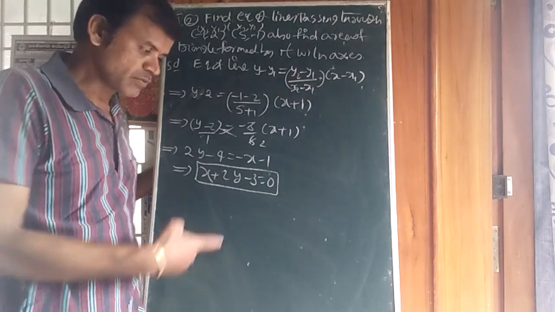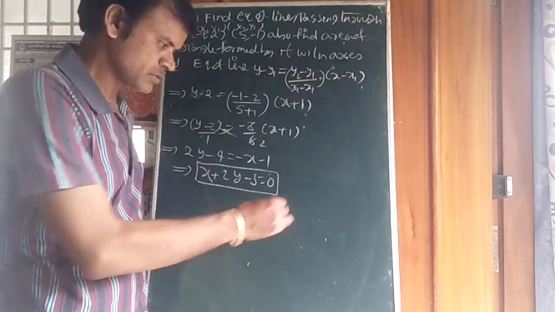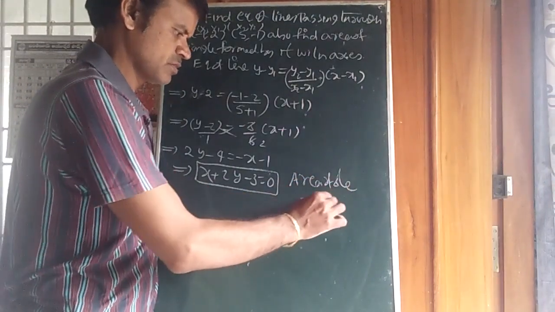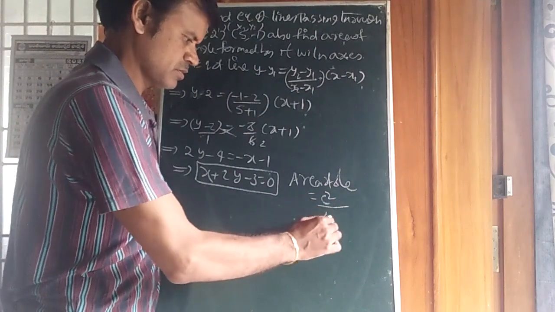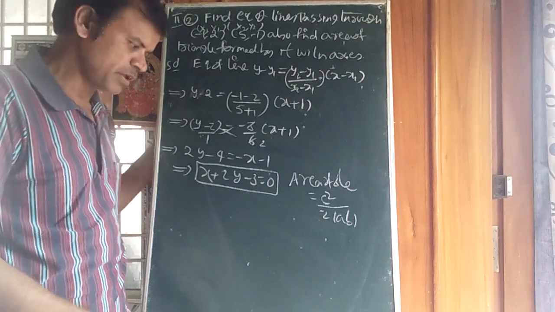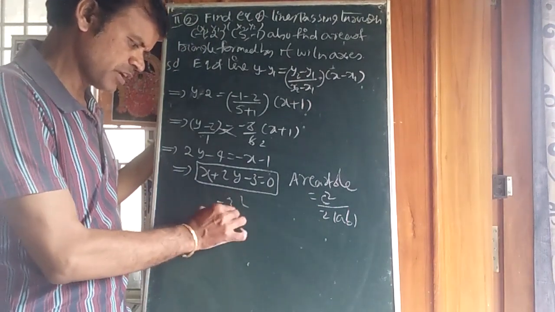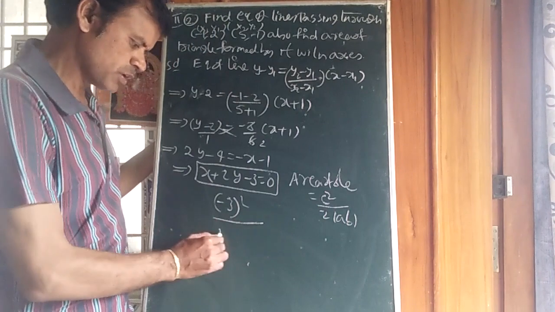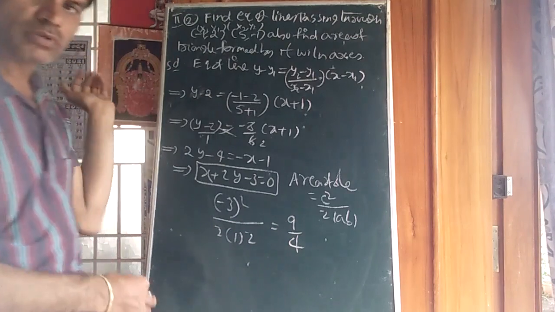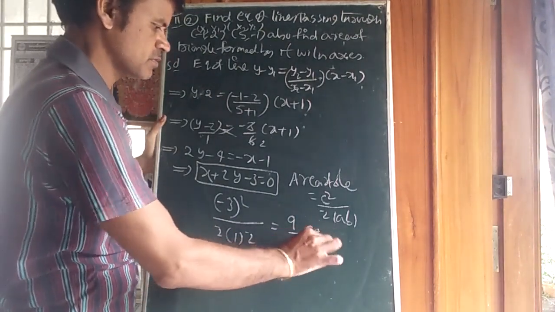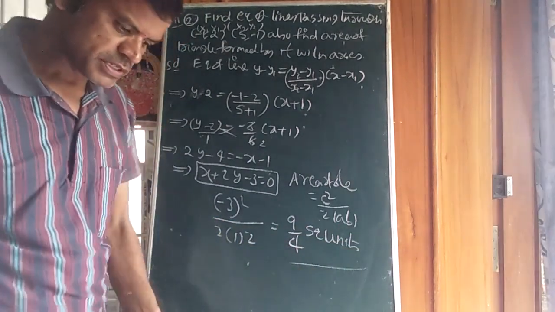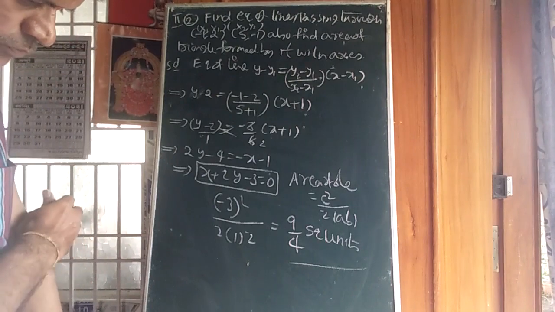Getting the required equation of line, we need to calculate the area of triangle also. Apply the formula: area of triangle is c square by 2 mod ab. So what is c square here? Minus 3 whole square by 2 mod ab. So 2 into 1 into 2. This is 9 by 4. That's all. 9 by 4 square units is the area of the triangle.